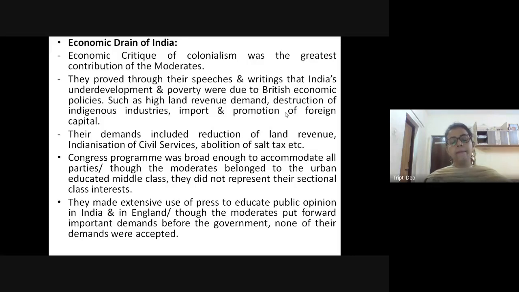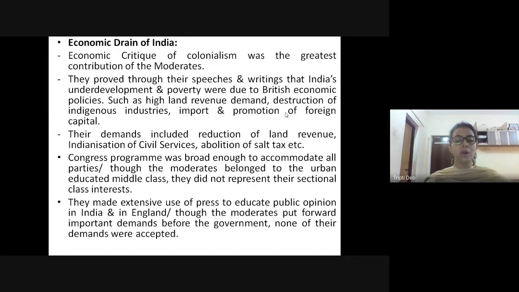So they also proved, through their speeches and writings, that India's underdevelopment and poverty were due to British economic policies, such as high land revenue, destruction of indigenous industries, and import and promotion of foreign capital. Their demands included reduction of land revenue, Indianization of civil services, abolition of salt tax. So the Congress program was broad enough to accommodate all parties.